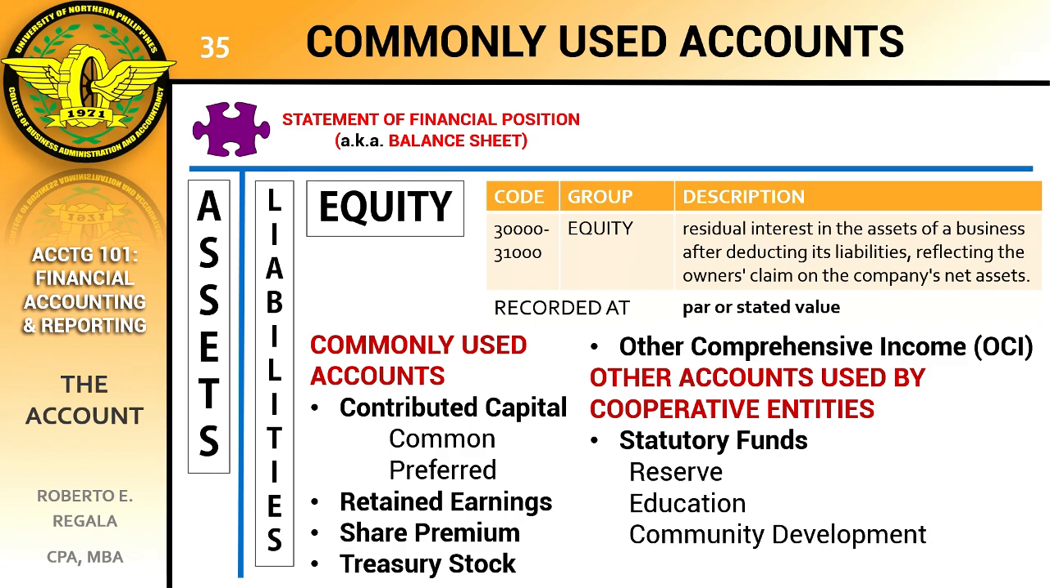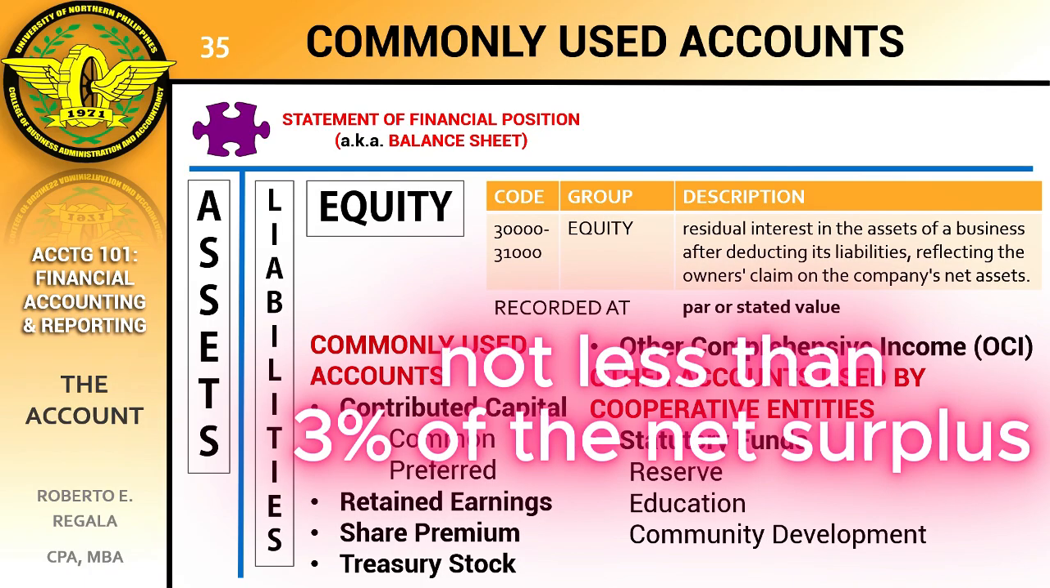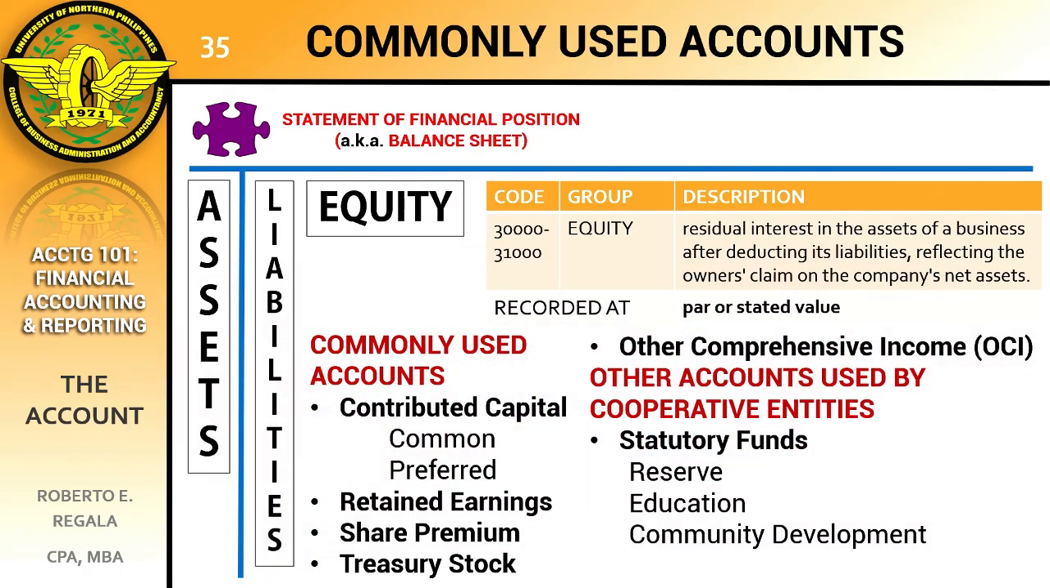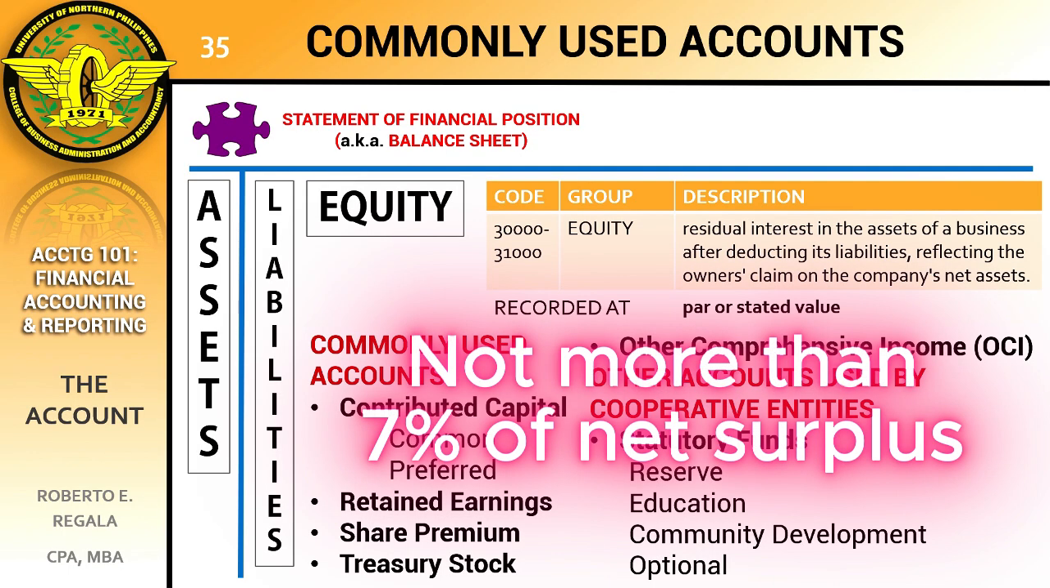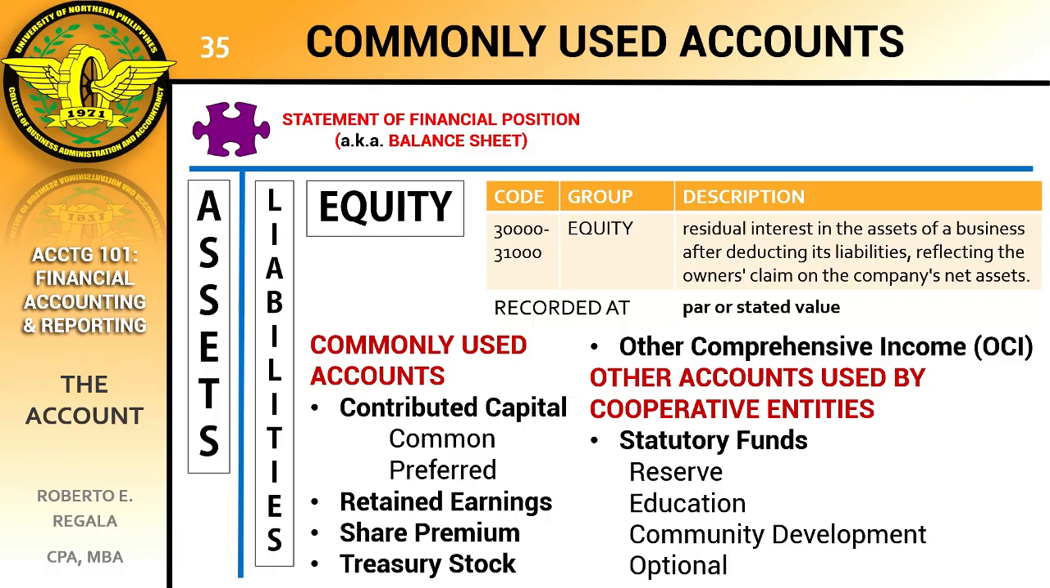Community Development Fund. This account refers to the fund set aside from the net surplus, which should not be less than 3% for projects and/or activities that will benefit the community where the cooperative operates. Optional Fund. This refers to the fund set aside from the net surplus not exceeding 7%. It shall be used for acquisition of land and/or building, machinery and equipment, replacement fund for PPE, members' benefits, and other necessary funds. A corresponding fund should be set up with local banks and shall be used in accordance with approved plans and budget.